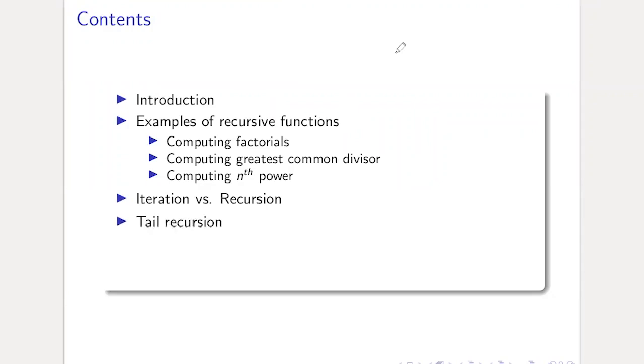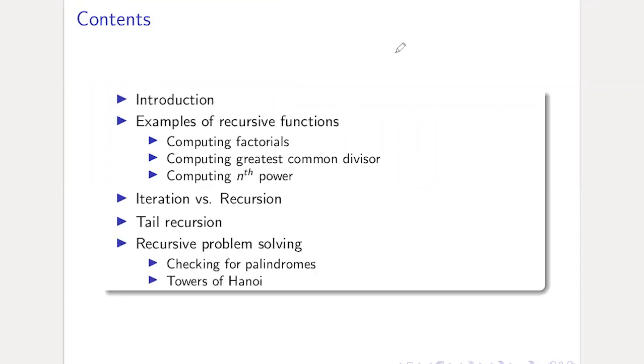Also, we'll look at tail recursion, which allows us to do our programming work more efficiently. Finally, we will look at several recursive problems which are used as classic problems to discuss use of recursion for problem solving. Okay, so we'll discuss checking strings for palindromes, as well as the classic problem of towers of Hanoi.